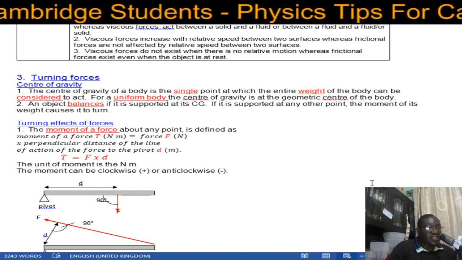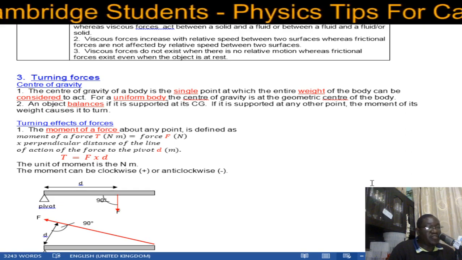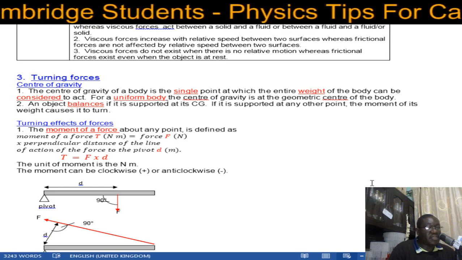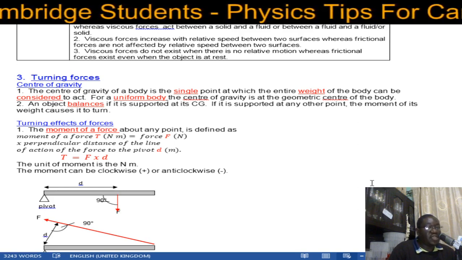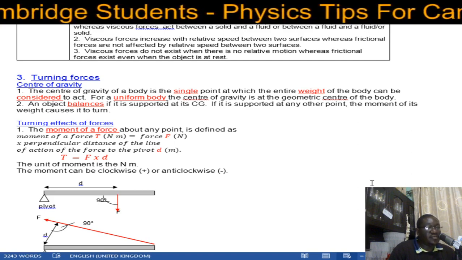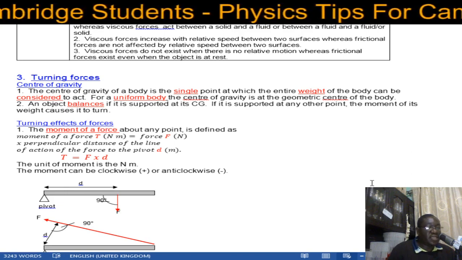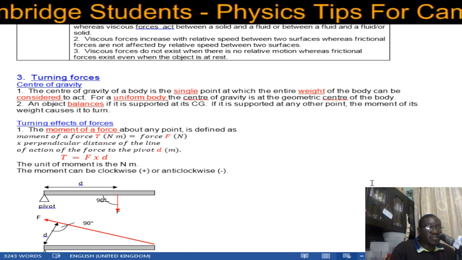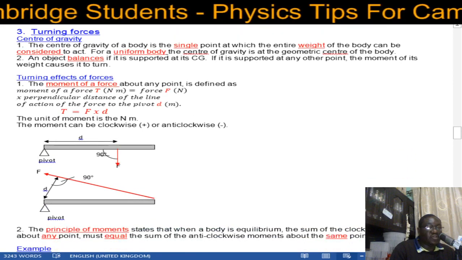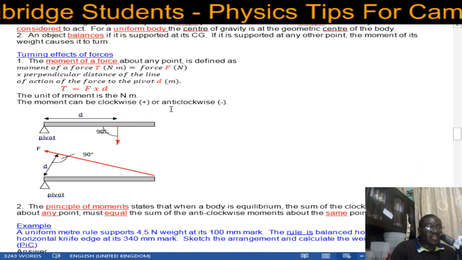Now, turning effects of forces. A turning effect of a force is this moment, and the moment of a force about any point is defined as the force times the perpendicular distance of the line of action of the force to the pivot. We're going to use the symbols T, F, and D. T is the moment, F is the force, D is the perpendicular distance of the line of action of the force to the pivot. The unit of moment of a force is Newton meters, and they can be clockwise or anti-clockwise.